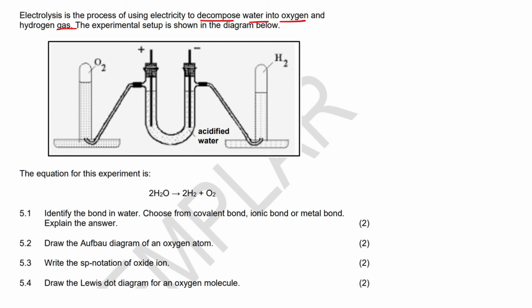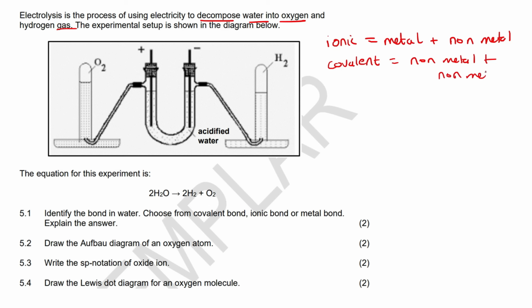Okay, so we've looked at the different types of bonds, and in summary, we know that ionic is when you have metal plus non-metal. Covalent is when you have non-metal plus non-metal. And then metallic is when you have metal plus metal, as the name suggests. Metallic. Get it?